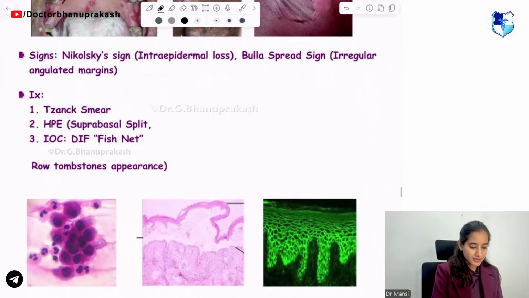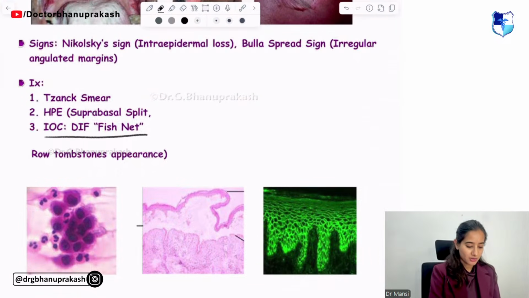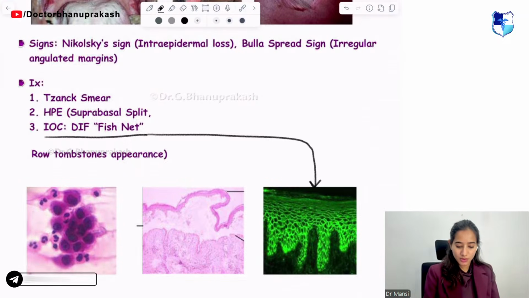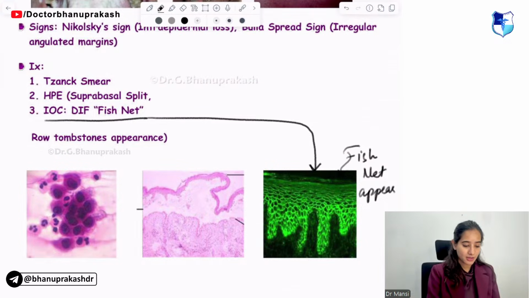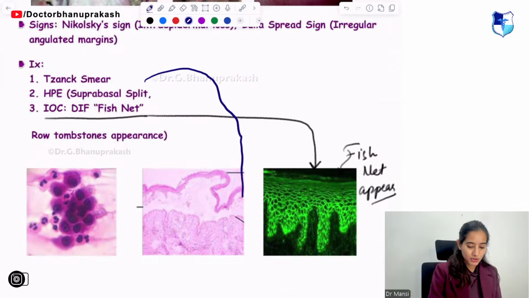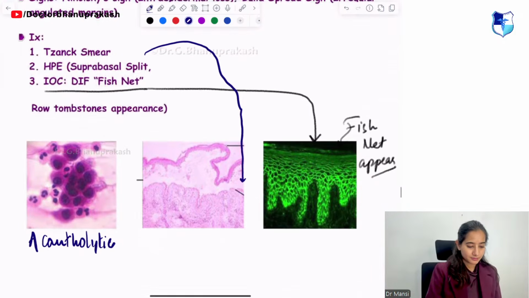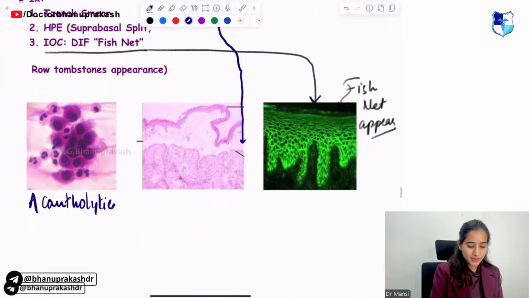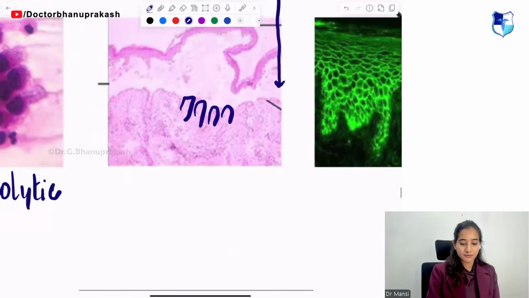Very, very important is the investigation of choice. This has been given in the exam previously as an image-based question, which shows a fishnet appearance. Very important, again, it has been asked. Fishnet appearance. Then what is happening? There is a suprabasal split which you can see, and there are acantholytic cells, and there is a row of tombstones appearance which you can compare. So these are the keywords for pemphigus vulgaris.